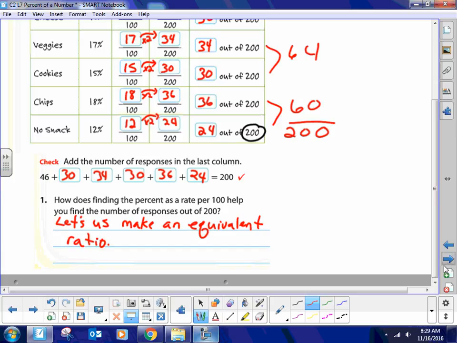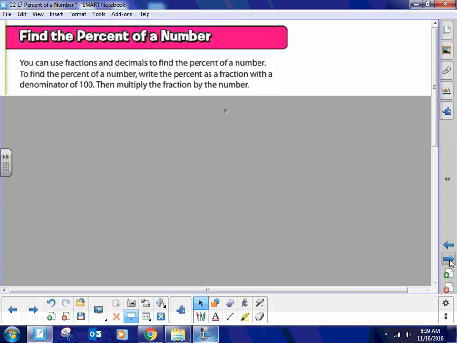Right? Okay? Now, that's fine and dandy and all, but what happens if it's an ugly number that's not just a nice round number? Okay? So here are some ways of doing it. Now, to find the percent of a number, you can use fractions and decimals. To find the percent of a number, write the percent as a fraction with a denominator of 100, then multiply the fraction by the number.